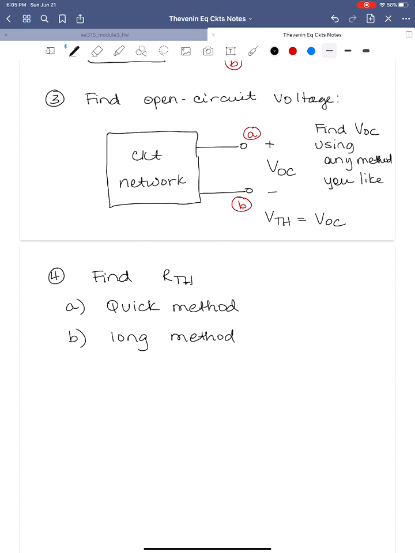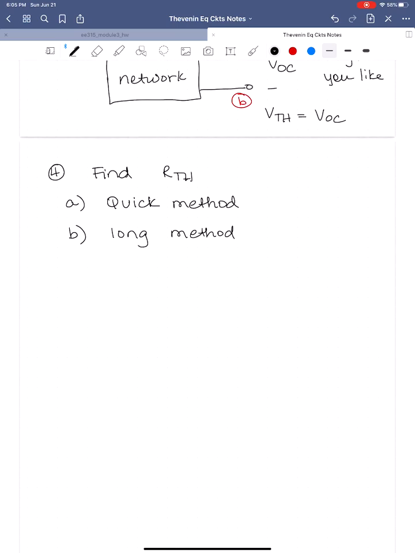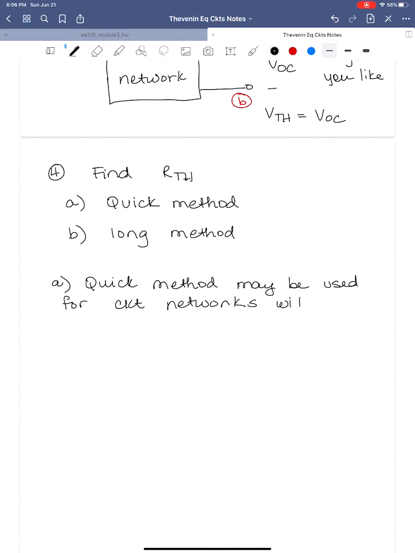I'm quite creative. So the quick method, method A, may be used for circuit networks with only independent voltage sources.